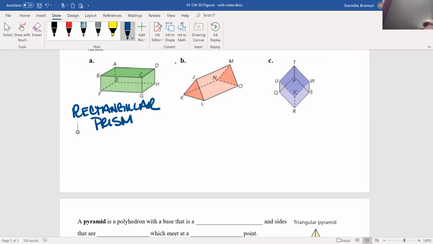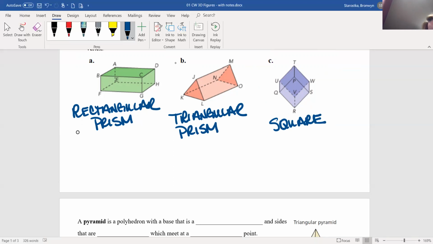The next one, look at the triangle JKL. It looks like it's an equilateral triangle. Know that we've studied a lot of triangles. We're going to have right triangle prisms, equilateral triangle prisms, and scalene triangle prisms. So we're looking for that. We're going to name this a triangular prism. And the next one we're going to call a square prism.